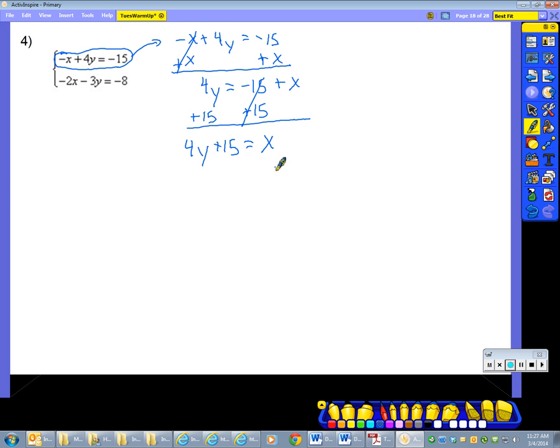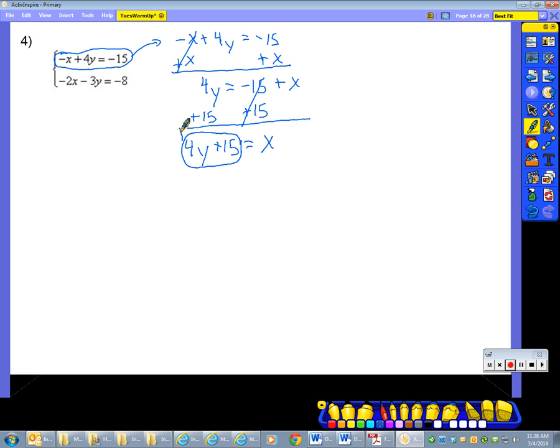Now this isn't the only route that you can take. There's several routes that you can take, but this is the one that seemed easiest to me. And if you're like, well, none of them seem easy to me, well, when you get more experience, they'll start getting easier and easier. So x equals all this stuff.